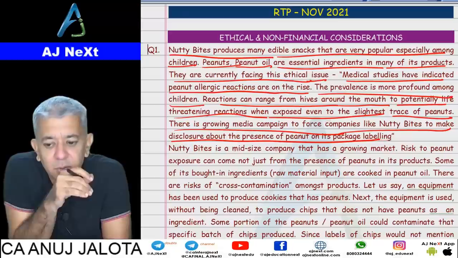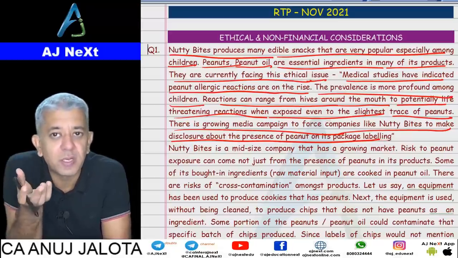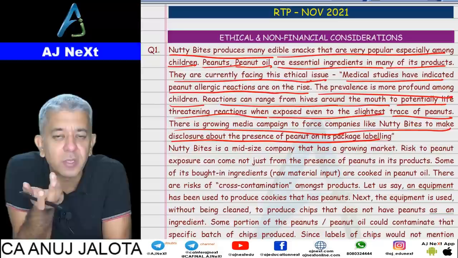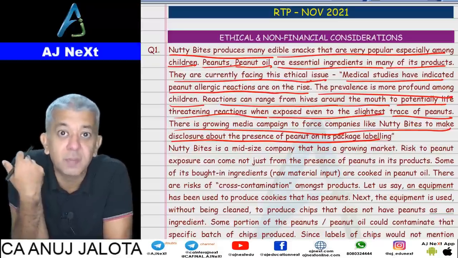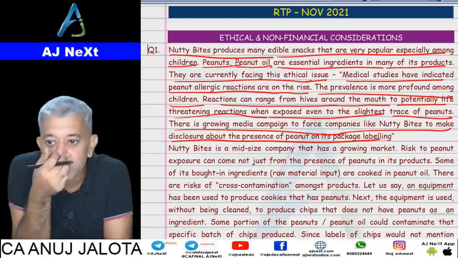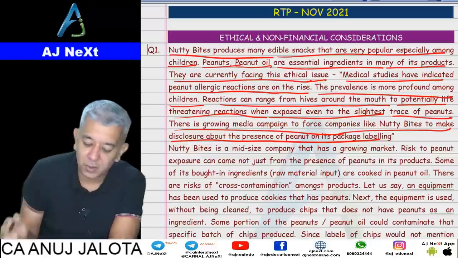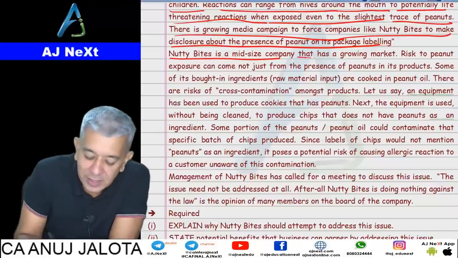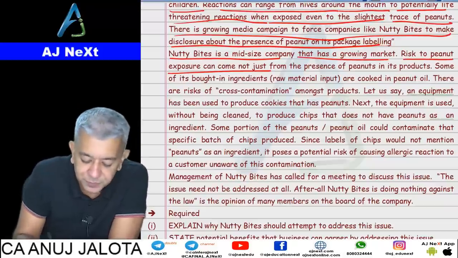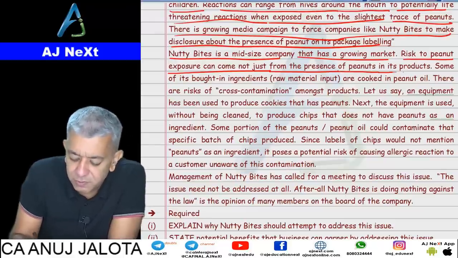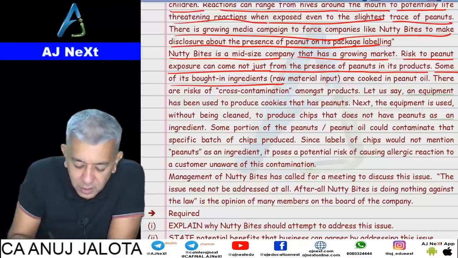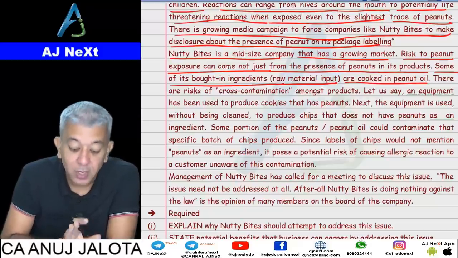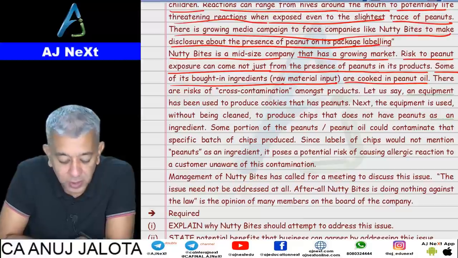Now what might happen is that we might not use, say, peanut in some of our products, but then for some raw material that we require, the supplier might be using the peanut in that. So it is not part of our ingredient, but technically it is still part of our ingredient. So you got to disclose that the peanut is part of your ingredients. Now Nutty Bites is a mid-sized company that has a growing market. Risk of peanut exposure can come not just from the presence of peanuts in its products. Some of its bought-in ingredients, raw material inputs, are cooked in peanut oil. That is what I was saying also.